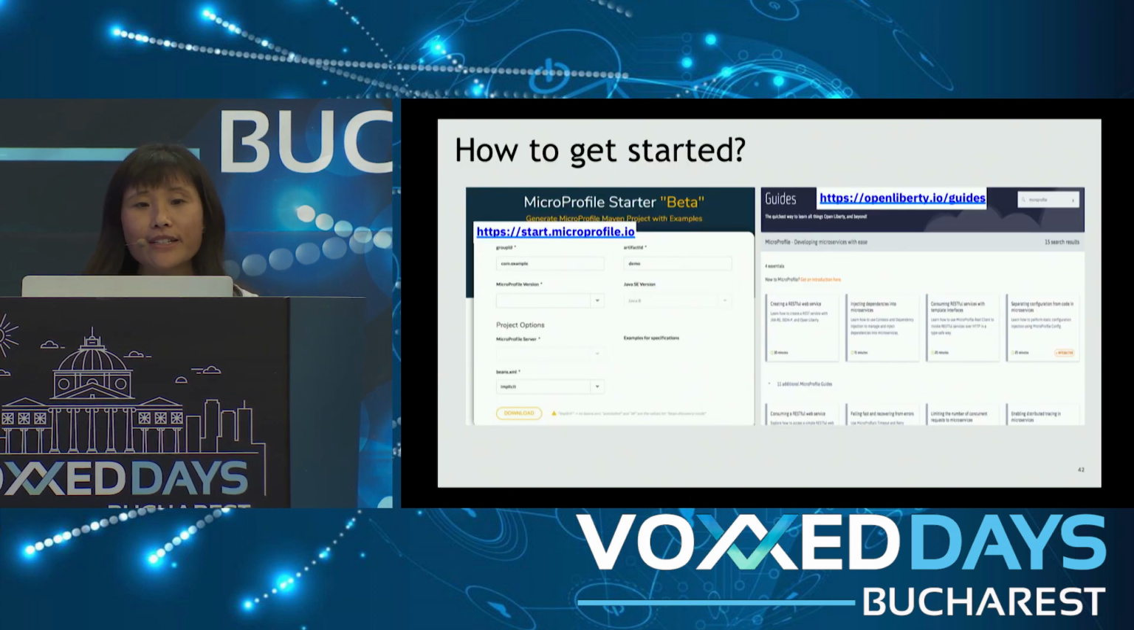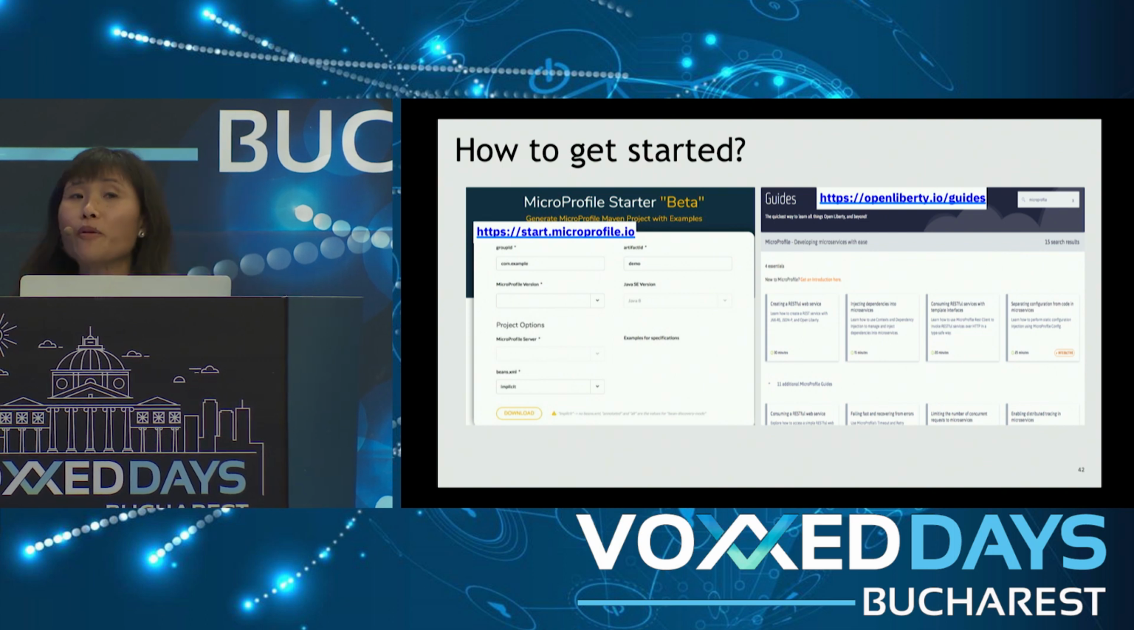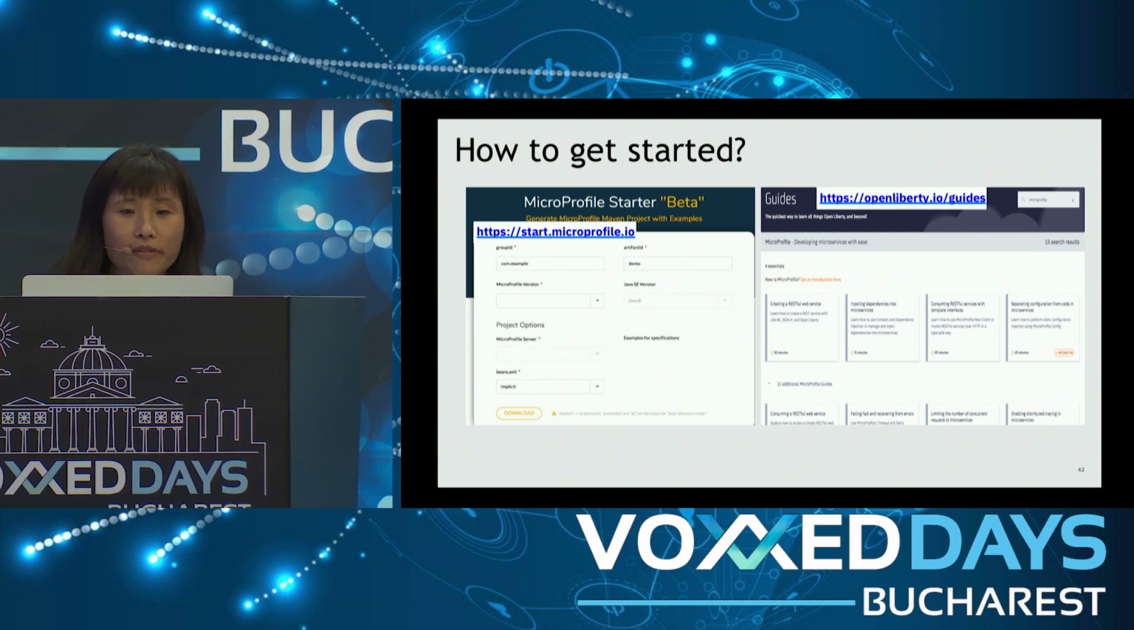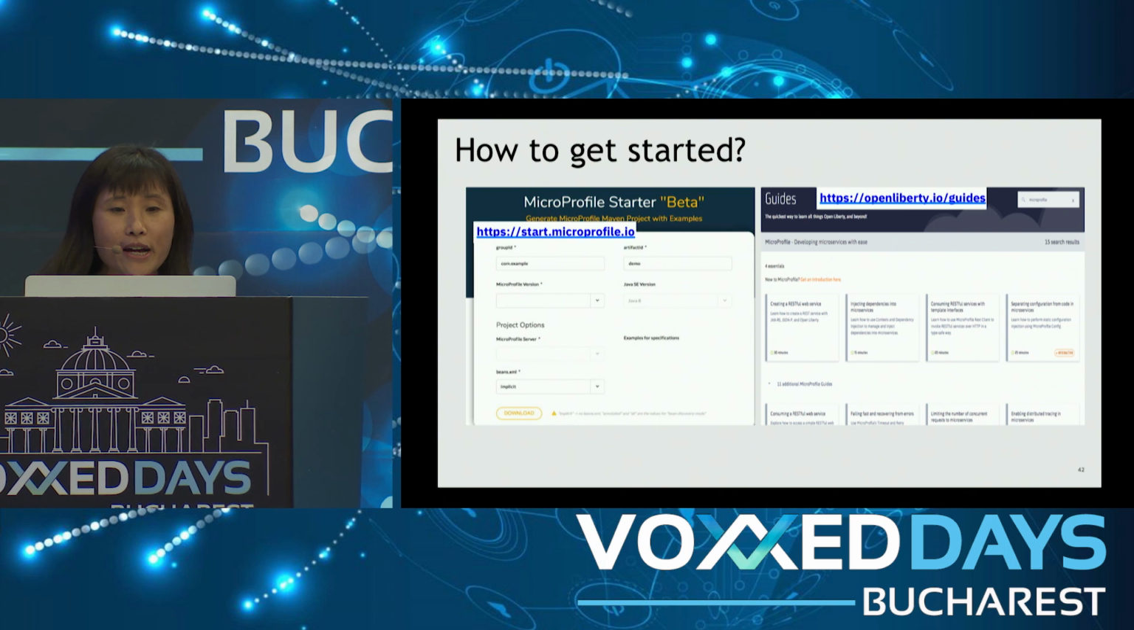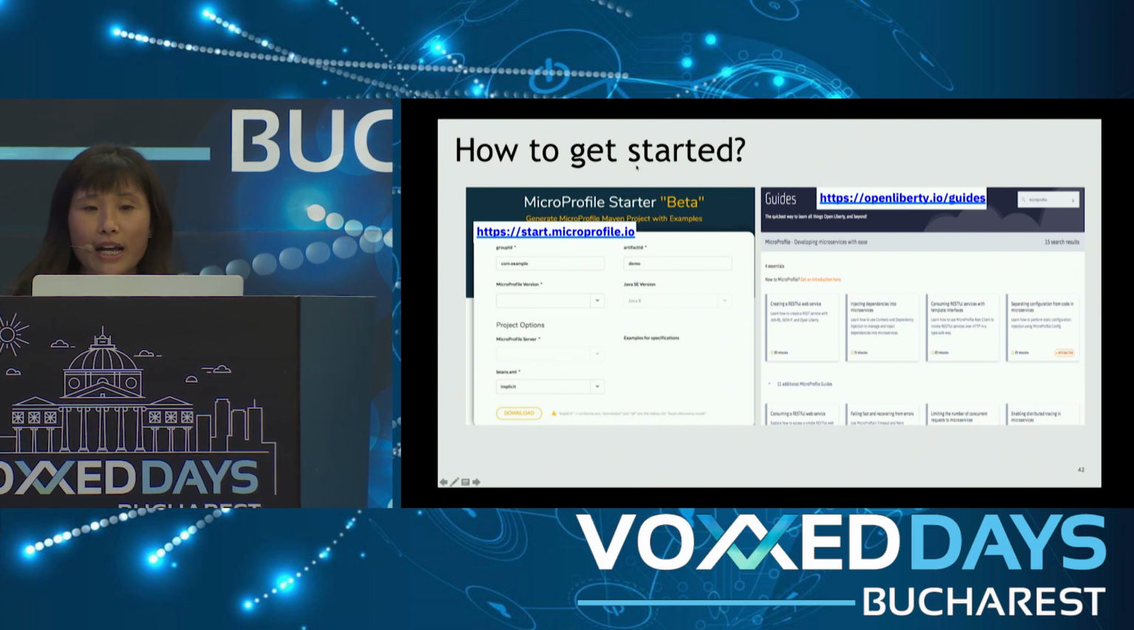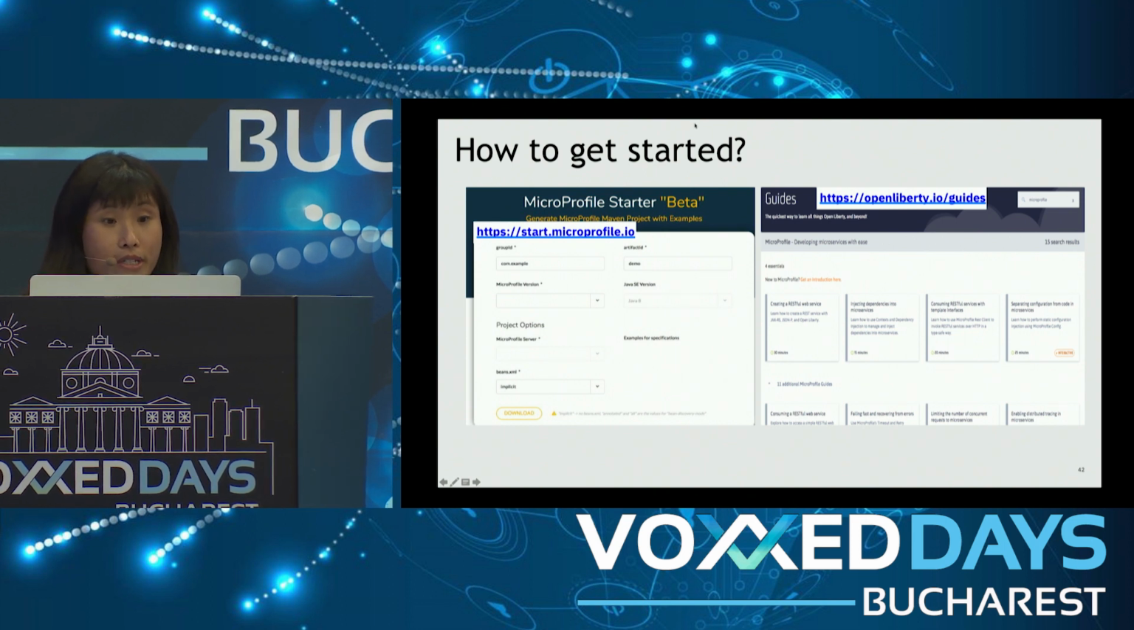So where do you get started? We have start.microprofile.io, because I have a template, an earlier demo. And then Liberty has openliberty.io/guides. I still have a few minutes, so let me give you a quick demo of start.microprofile.io.